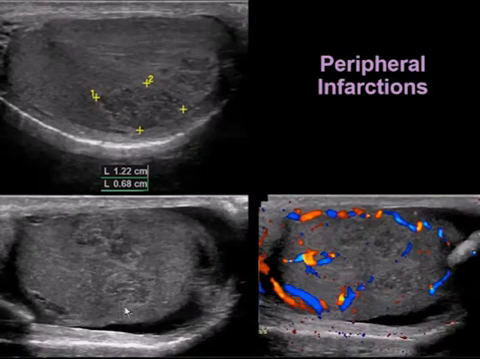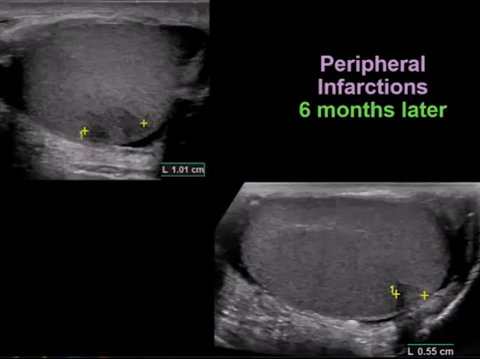This patient presented with pain and had peripheral lesions, as we see here and here. You can see them again on this view, and you can see there's no blood flow to them. The diagnosis at this time was thought to represent an infarction, so these lesions were followed. And indeed, 6 months later, you can see that they're much smaller. So these are resolving peripheral infarctions that had occurred 6 months prior.